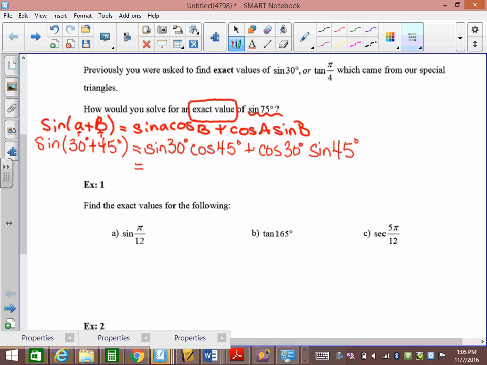So most people get to here and then they start crying, or they start putting in decimals, or they just are sad. You know the answers to this. What's sine of 30? 1/2. Go to your unit circle, pull the y off.